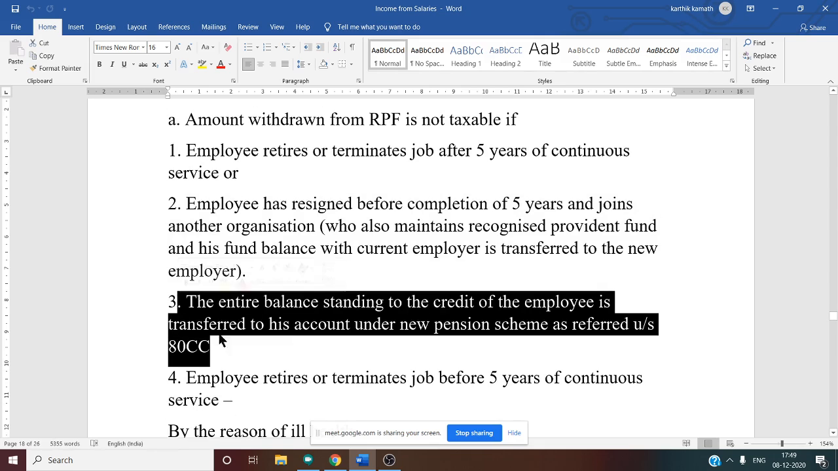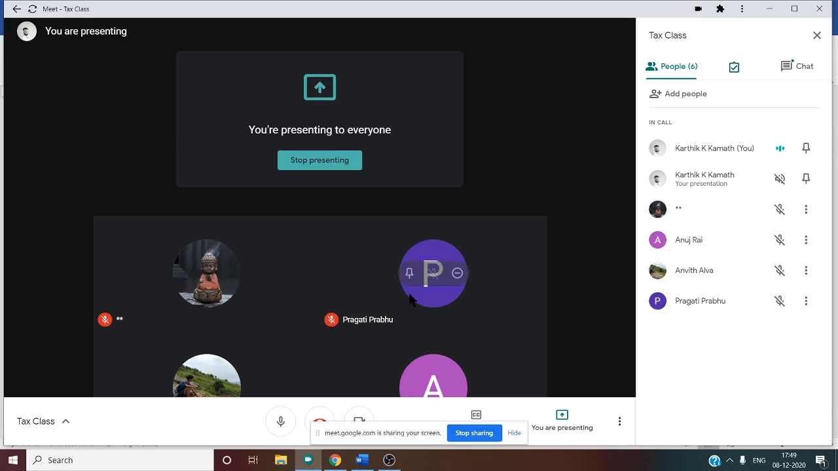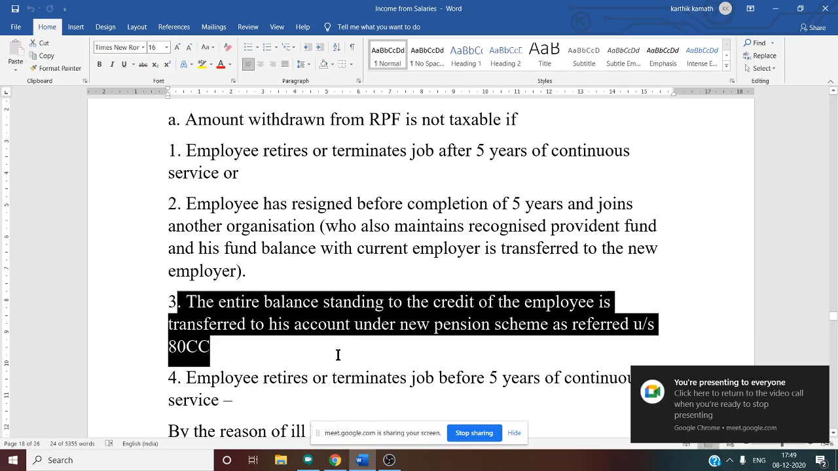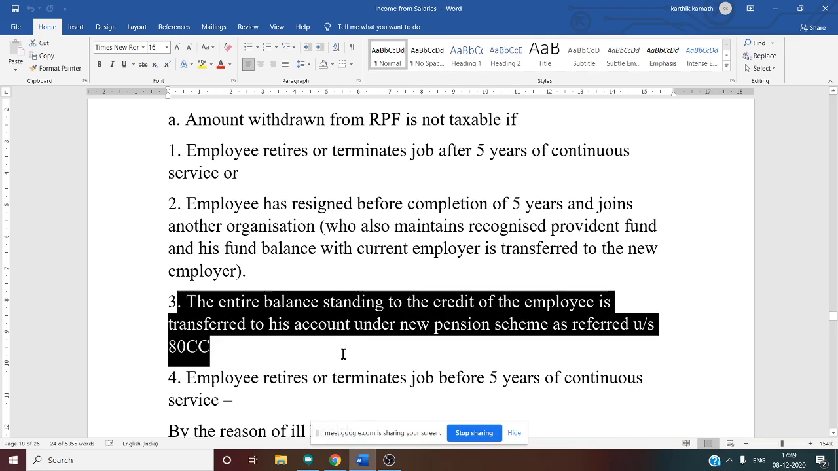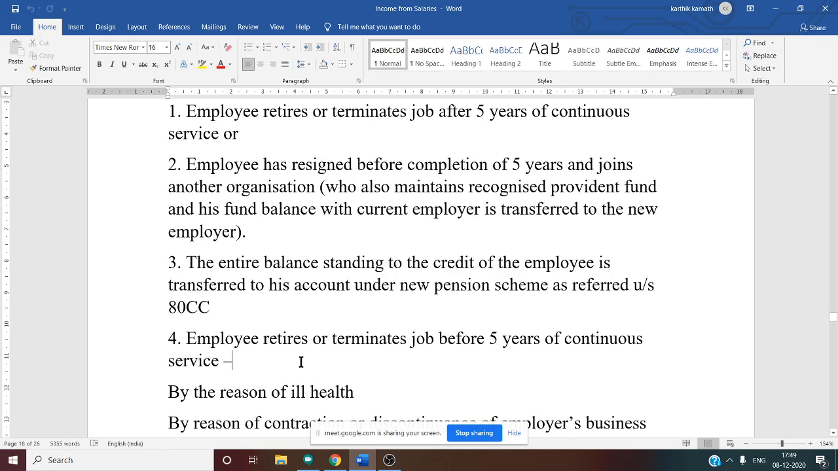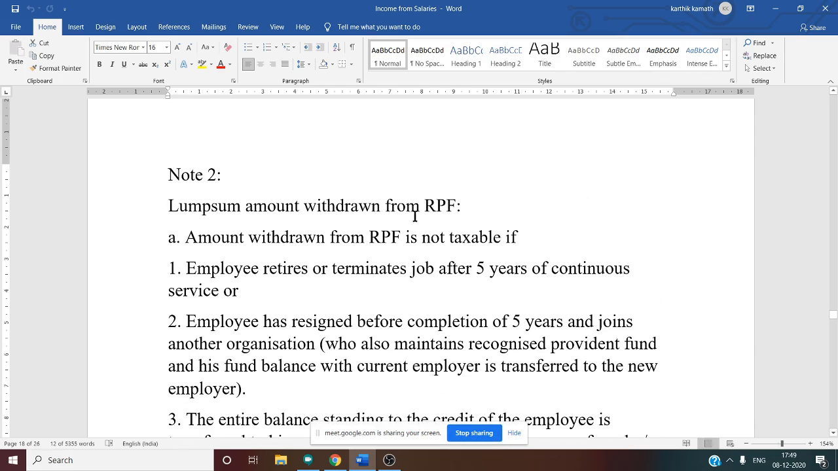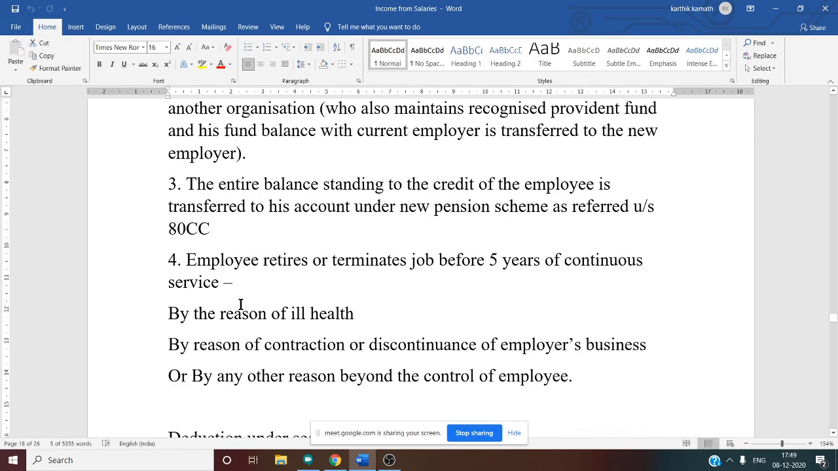Then the entire balance standing to the credit of the employee is transferred to the account under the new pension scheme as referred to under 80CCD. So you know from 80C to 80U there are various sections. As per our syllabus, 80C is a very important section because an 8 mark question is there. Then in 80CCD there is a pension scheme, and sometimes the theory part comes from that. Then if the employee retires or terminates the job before 5 years of continuous service, then also he can withdraw the lump sum amount, no tax.